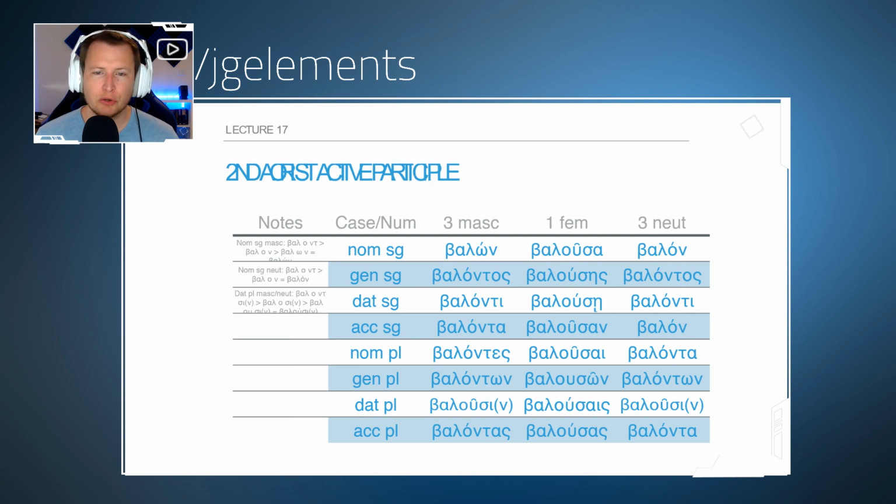So here's an example. Usually ballo has 2 lambdas, but here it only has 1. That tells us this is second aorist, and we're dealing with a participle. So you've got bal, the aorist tense stem, plus omicron connecting vowel, plus nu-tau participle morpheme. The tau drops off. That leaves us with balon. The omicron lengthens to compensate, becomes omega, and there we have it, balon. So balon, balontos, balonti, balonta, balontes, balonton, balusin, balontas.